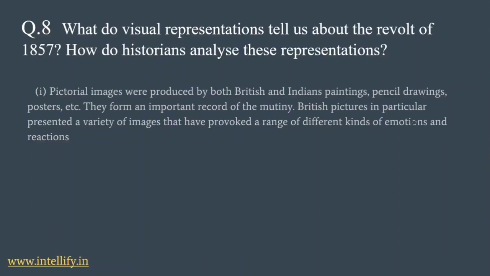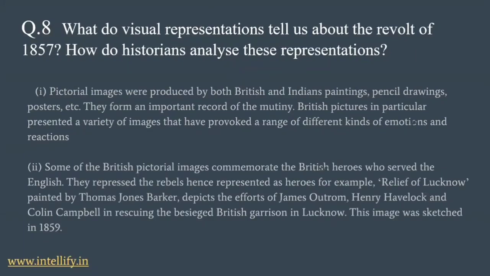Next, some of the British pictorial images commemorate the British heroes who served the English. They repressed the rebels, hence they are represented as heroes. For example, Relief of Lucknow, painted by Thomas Jones Barker, depicts the effort of James Outram, Henry Havelock, and Colin Campbell in rescuing the besieged British garrison in Lucknow. This image was painted in 1859. So a few British pictorial images depict the British heroes because they rescued the people.